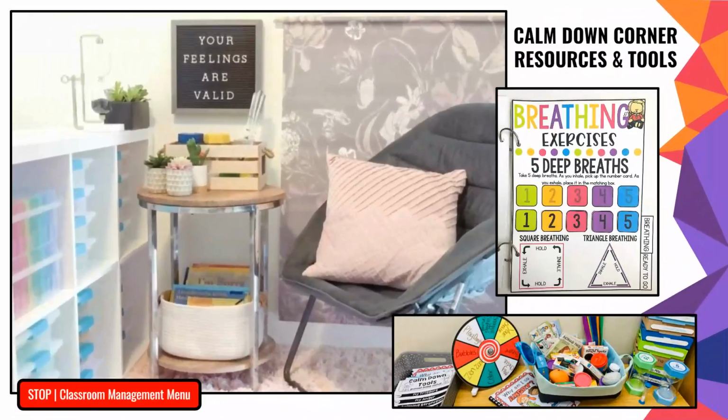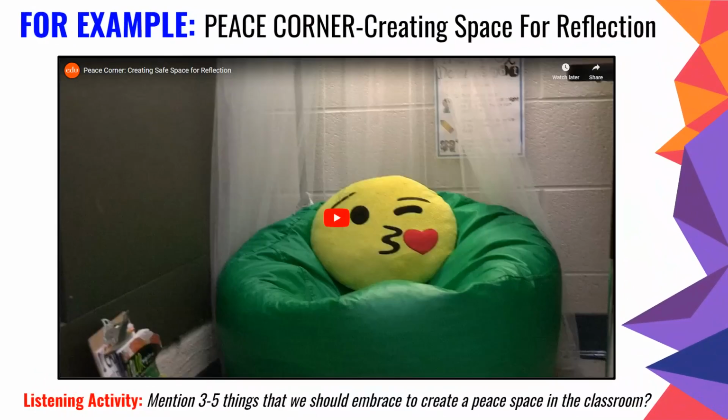Calm Down Corner resources and tools also include maybe a binder where scholars can go through a variety of breathing exercises. There's square breathing, there's triangle breathing, there's five finger breathing, there's elephant breathing, there's bubble breathing. There's the 4-7-8 breathing for anxiety. And so maybe you want to have a binder that has tons of regulation tools and calm down strategies that our scholars can build their capacity to have. This is an example of a benefit of having a peace corner.